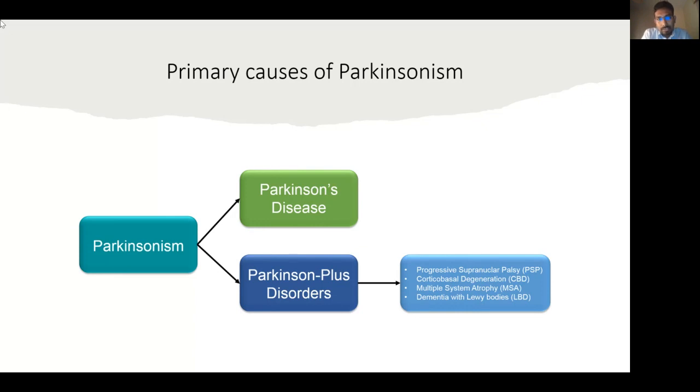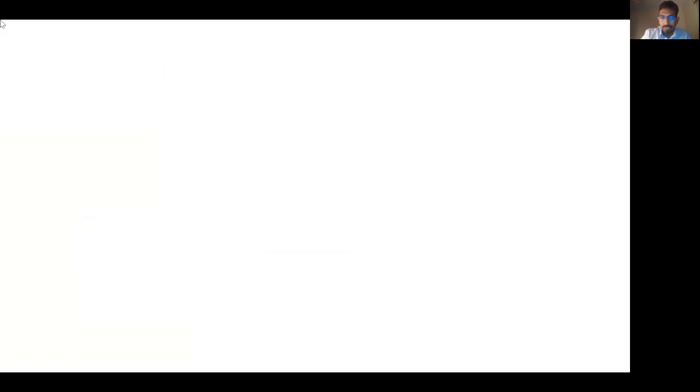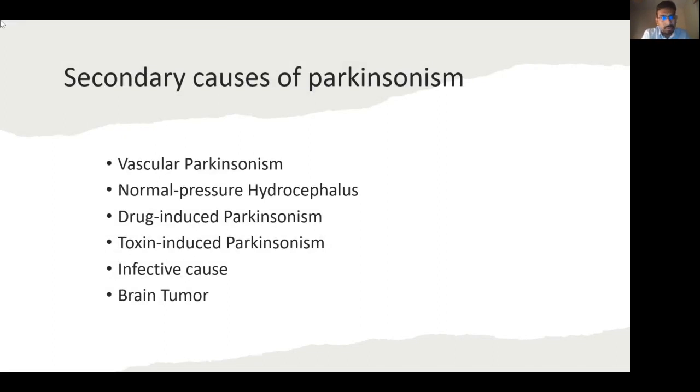If there is a patient with Parkinsonism who is not fulfilling the typical criteria of Parkinson's disease, then you need to ask the question: is it a Parkinson's plus disorder or a secondary cause? If we find any secondary cause causing Parkinson's syndrome, then we know that this is what causes it. And if we do not find anything, then we need to think of primary causes other than Parkinson's disease, that is Parkinson's plus disorders. Now, the commonest causes of secondary syndrome are vascular Parkinsonism, normal pressure hydrocephalus, drug-induced Parkinsonism, toxin-induced, infective causes, and brain tumor.